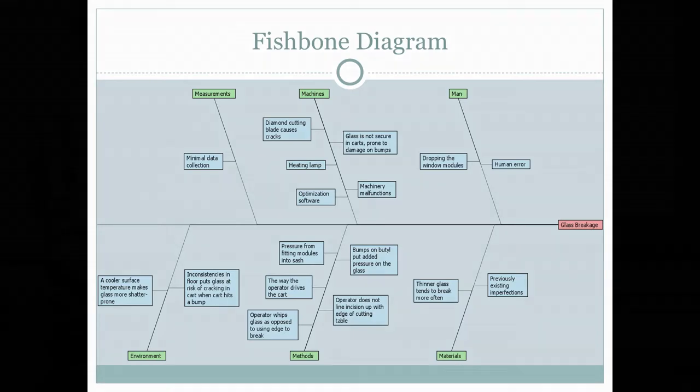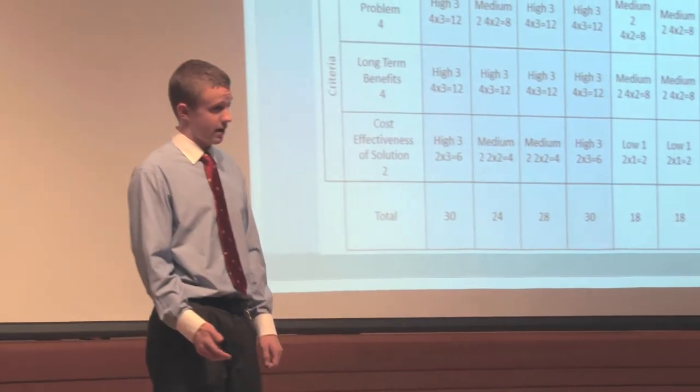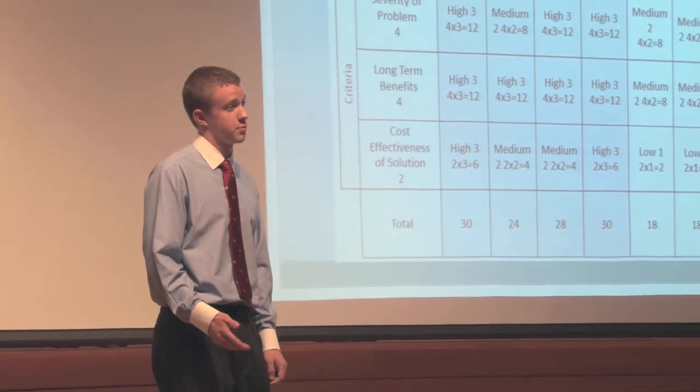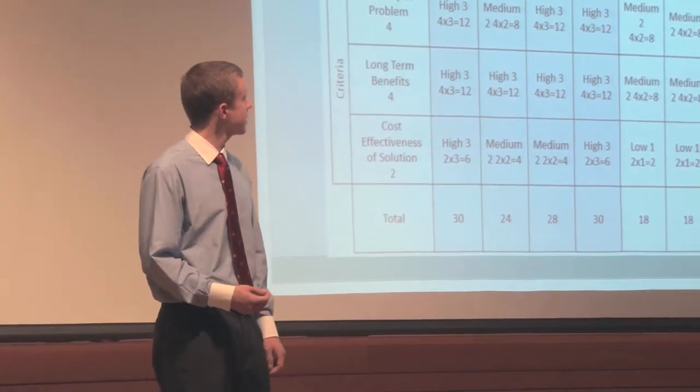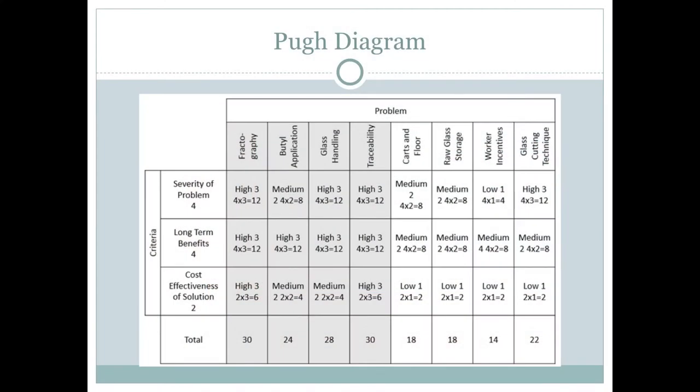The method that we used to decide which of the problems that we identified at Silverline were the best opportunities to propose a solution was the use of a Pugh matrix. We identified 8 problems which were listed along the top, and then we ranked them based on the severity of the problem in the factory, the long-term benefits that solving the problem would have, and then how costly solving those problems would be.